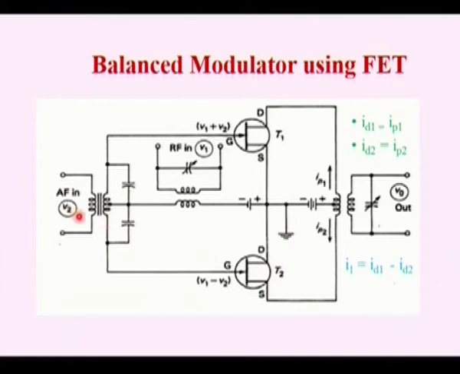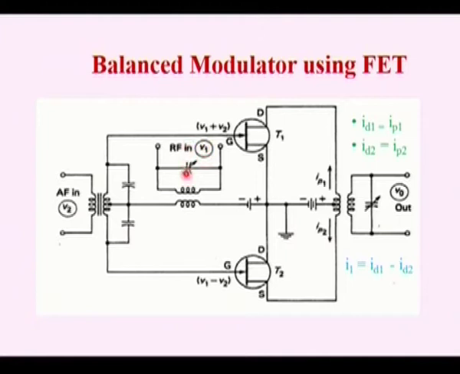If we apply V2 here, this V2 gets coupled to the secondary, and the voltage at this point will be in phase with this input. But if we consider the voltage at this terminal, this will be out of phase with respect to the input. So, if I apply V2 here I will get minus V2, that is 180 degree out of phase, whereas here if I apply V2 I will get only V2, that is in phase.